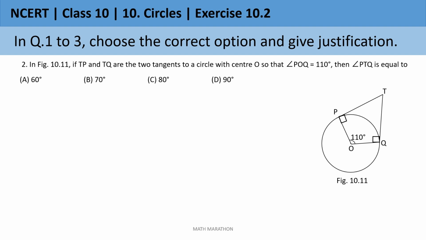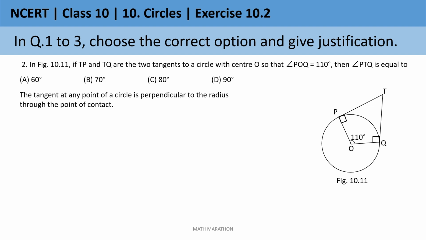In diagram, if TP and TQ are the tangents to a circle with center O, so that angle POQ is equal to 110 degree, then angle PTQ is equal to dash. Options are A. 60 degree, B. 70 degree, C. 80 degree, D. 90 degree. The tangent at any point of a circle is perpendicular to the radius through the point of contact. So, angle TPO is equal to 90 degree and angle OQT is equal to 90 degree.